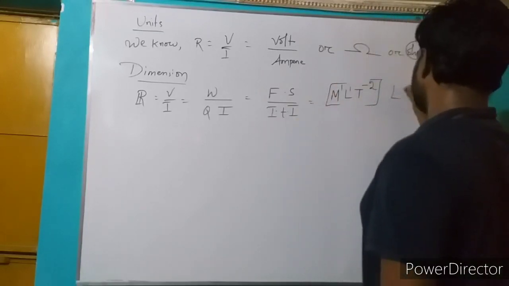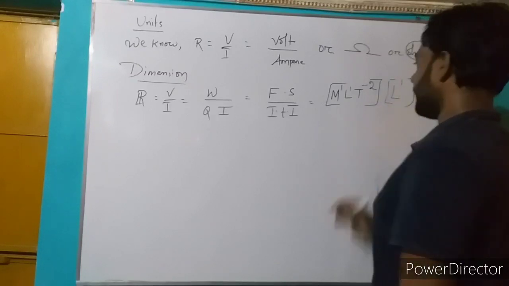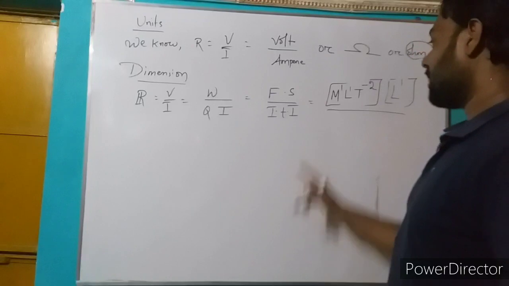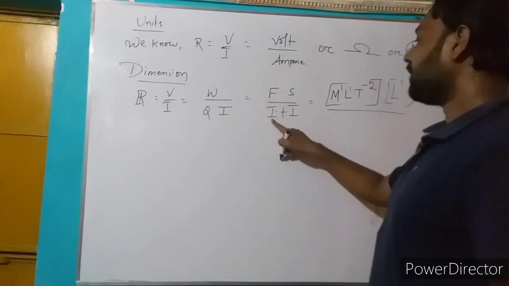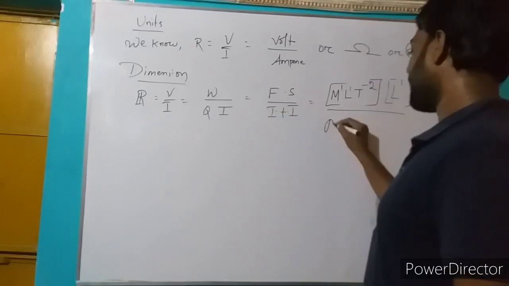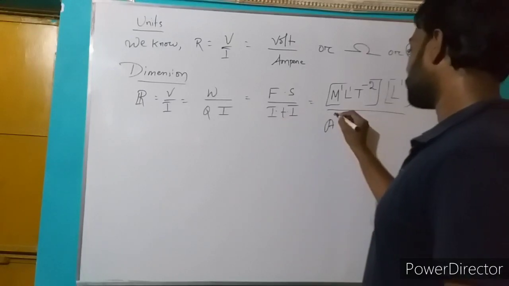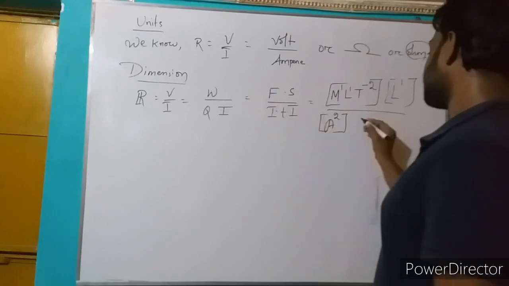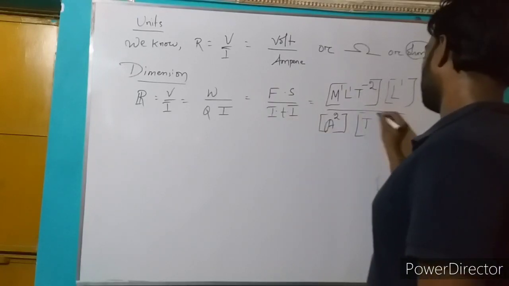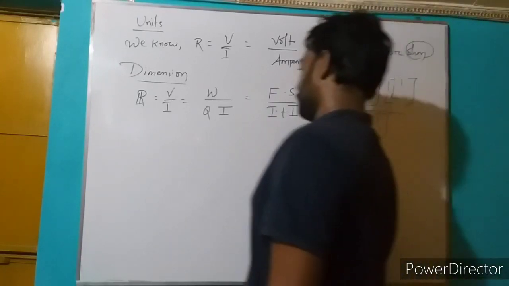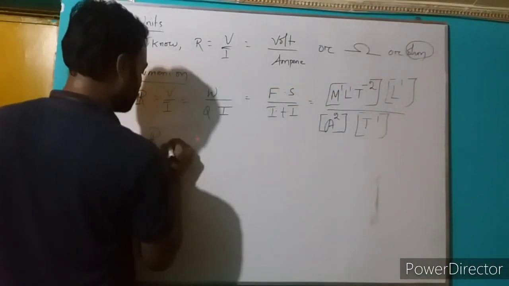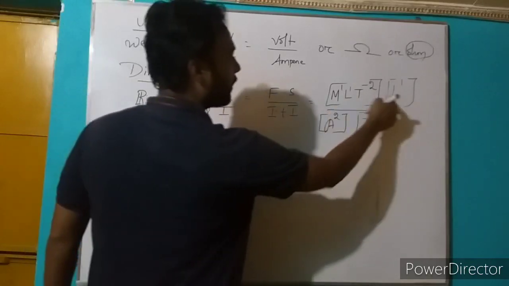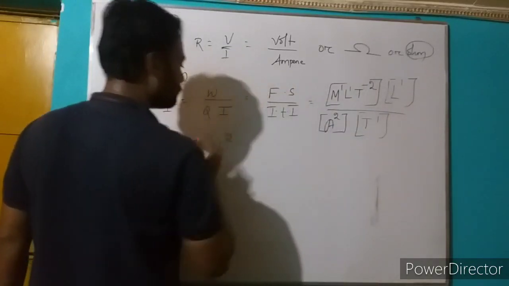And S means displacement, whose dimension is L. So it is L divided by I into I, that is I square. The dimension of I is ampere, so ampere power 2. Is it clear? Ampere power 2. And T means second, so time power 1 is here. So R, whose dimension can be represented as M1, that means L1, L1, that is L2.